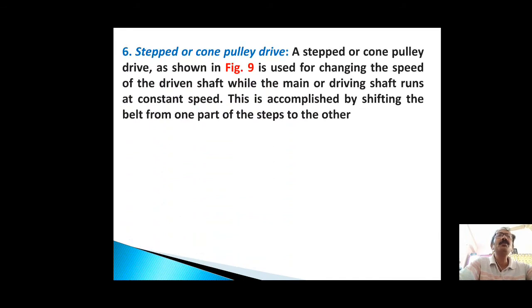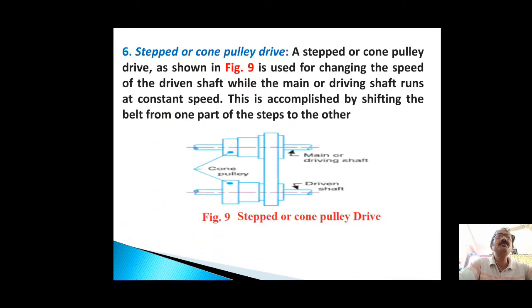Now, the stepped or cone pulley drives. A stepped or cone pulley drive, as shown in this figure, is used for changing the speed of the driven shaft when the main or driving shaft runs at a constant speed. This is accomplished by shifting the belt from one part of the step to another.